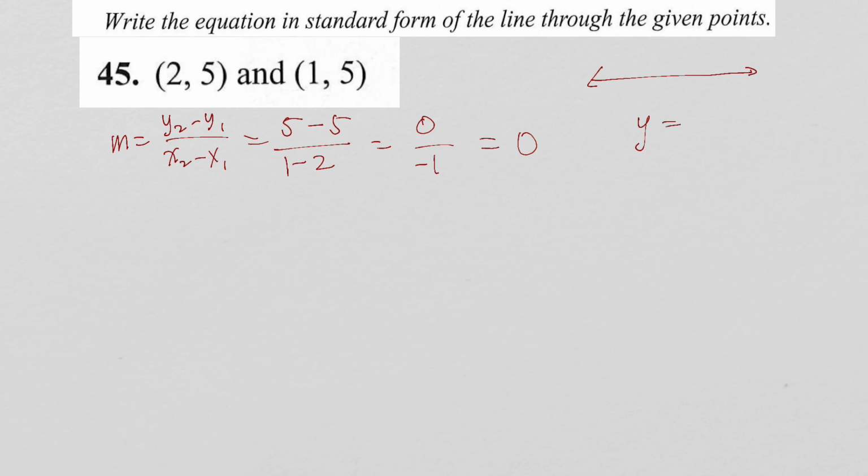This is always in the form y equals. And you just pick one of the y values and you have y equals 5. Now, if you had noticed that these were the same, then you could have just jumped right to this. If the x's were the same, you would just write x equals and whatever the x value was.